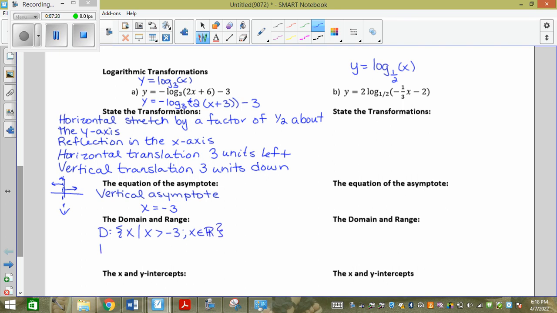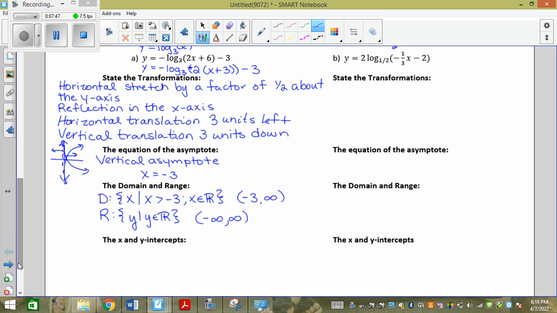Our range of a log goes completely up forever and down forever, whether it's increasing or decreasing. So it's y such that y is an element of the reals. Now in interval notation, this one is going to be greater than negative 3, sorry, so it's round bracket negative 3 to infinity round bracket. And then y is just negative infinity to infinity in interval.